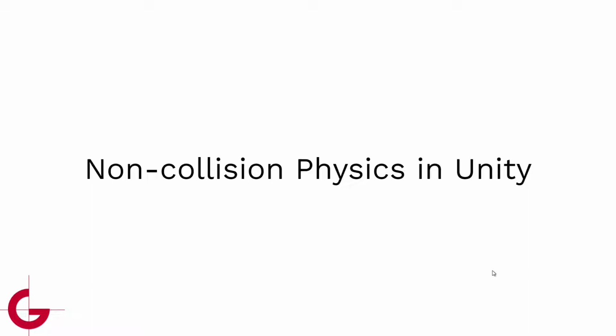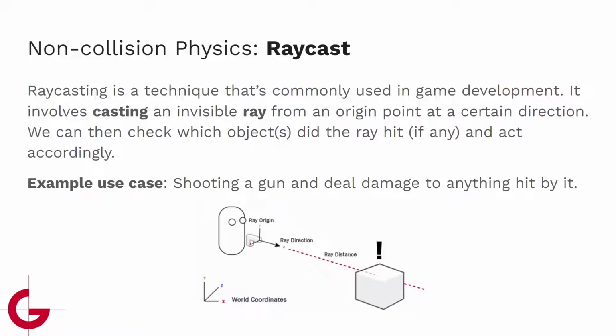So non-collision physics is also actually quite an important topic, as we're going to see, especially in Unity. So raycasting, this is a very interesting topic. What is raycasting? Well, raycasting is a technique where you cast an invisible ray from the origin point in a direction. And we can then check which objects this ray hit and do something interesting to it. This is a very prominent technique in first-person shooters or any shooters for that matter, because every time you shoot a gun, raycasting is used to check which object you hit or did not hit. So this is a very common technique in that area.